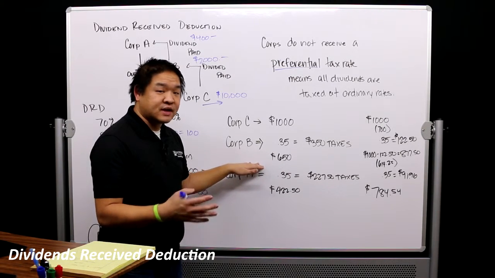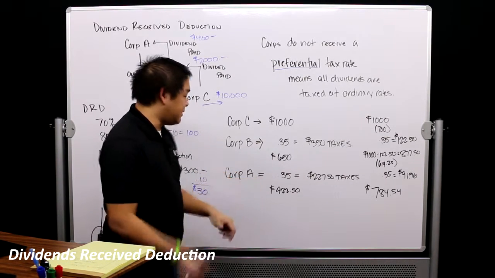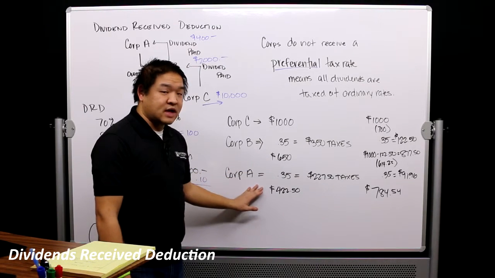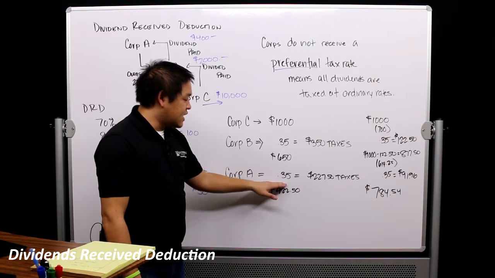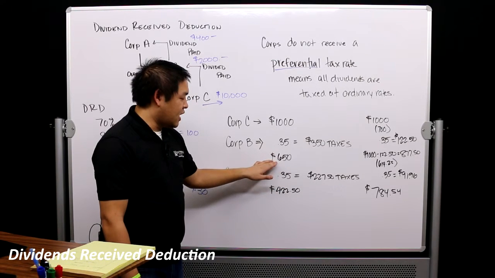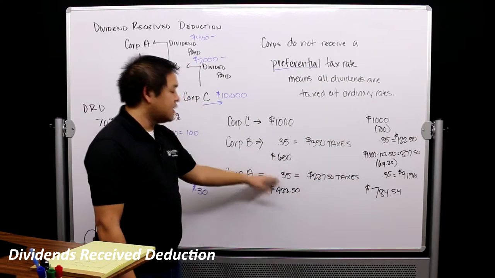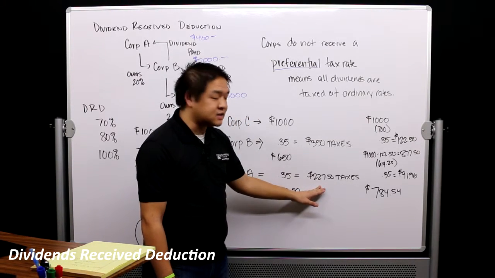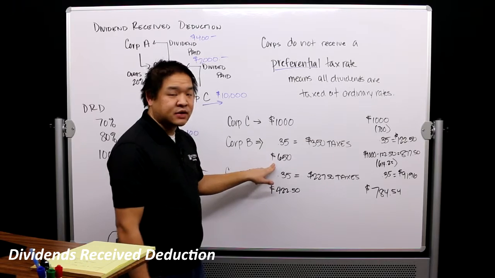Let's again assume that they distributed the entire dividend amount of $650 to Corporation A. Well, Corporation A's tax rate is 35%. So on $650, they would pay 35%, so they would pay an additional $227.50 in taxes. 35 times 650.